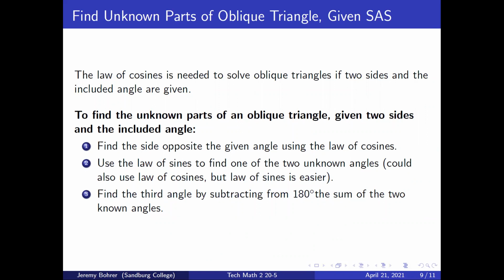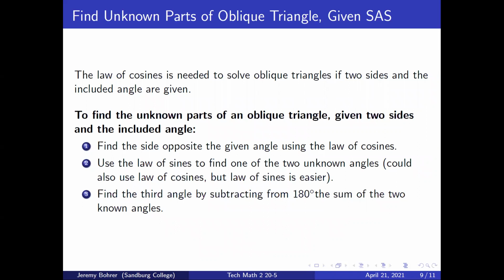Find unknown parts of an oblique triangle given side-angle-side. The law of cosines is needed to solve oblique triangles if two sides and the included angle are given. To find the unknown parts of an oblique triangle given two sides and the included angle, first find the side opposite the given angle using the law of cosines. Then use the law of sines to find one of the two unknown angles. We could also use the law of cosines, but the law of sines is easier.